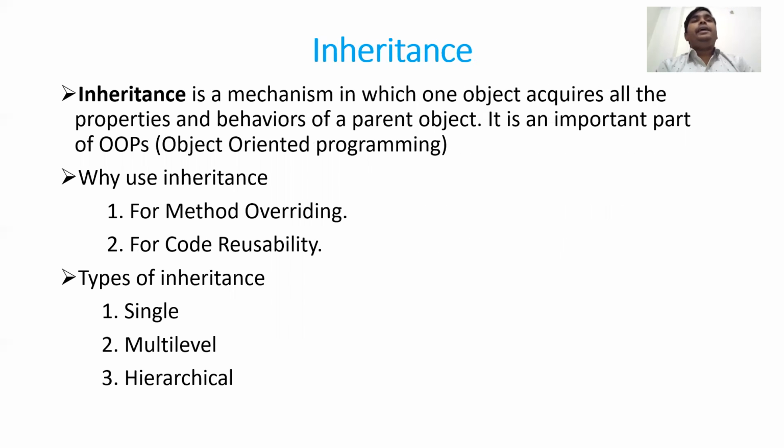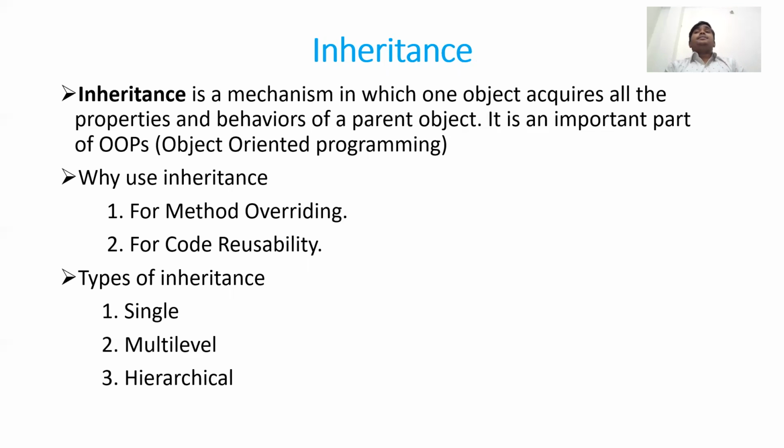Well, inheritance is a mechanism in which one object acquires all the properties and behaviors of a parent object. Suppose there are two classes. The first class is called the parent class, and the second class, which is generated from the parent class or which is inherited from the parent class, is called the child class. It is an important part of object-oriented programming. Why use inheritance? For method overriding, for code reusability.